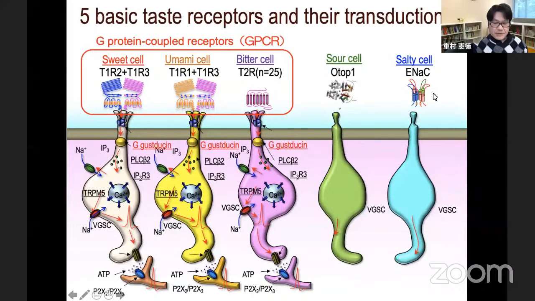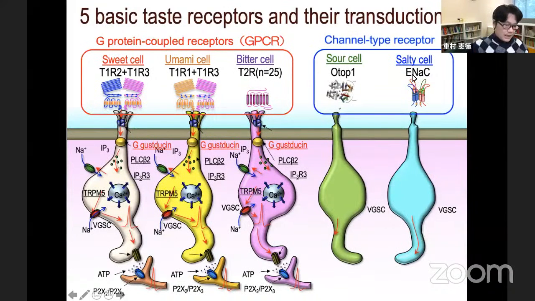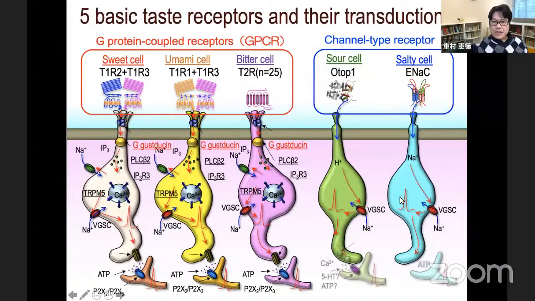The taste receptors for sour and salty are channel type receptors. A proton and sodium ion pass through their receptor, or NaCl, which also induces action potential, leading to the release of neurotransmitter and activating the taste nerve. Now we know all taste receptors for the 5 basic tastes and their transductions.